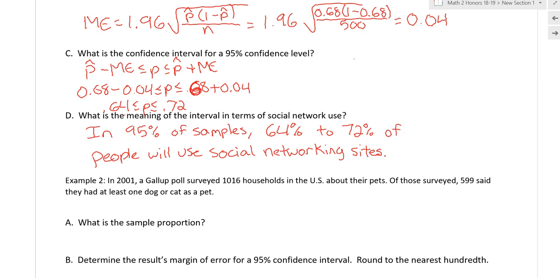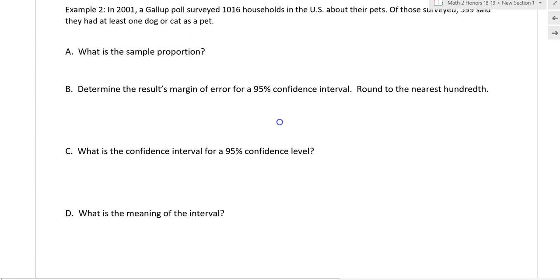All right, last question. In 2001, a Gallup poll surveyed 1,016 households in the U.S. about their pets. Of those surveyed, 599 said they had at least one dog or cat as a pet. So again, we're finding p hat, which is 599 divided by 1,016, which equals approximately 0.59.